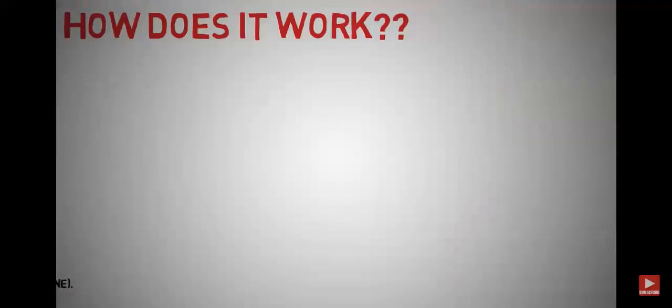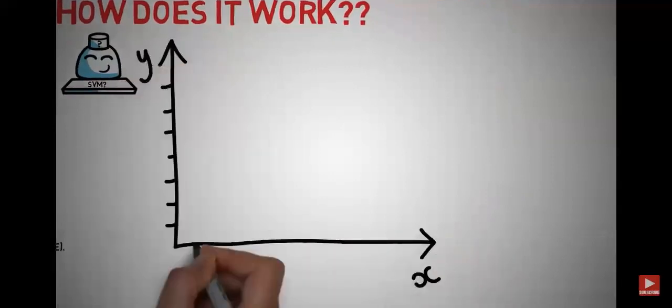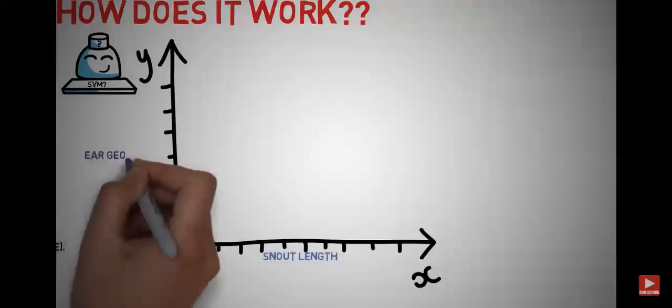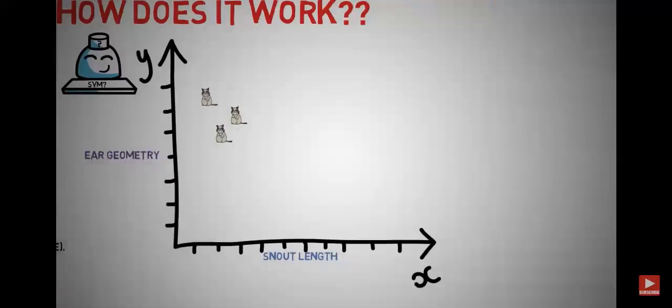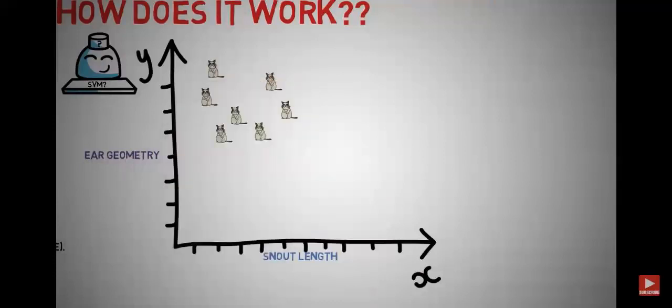So how does it work? To understand SVMs a bit better, let's first take a look at why they're called support vector machines. So say we've got some sample data over here of features that classify whether an observed picture is a dog or cat. We can, for example, look at the snout length or the ear geometry, if we assume that dogs generally have longer snouts and cats have much pointier ear shapes.